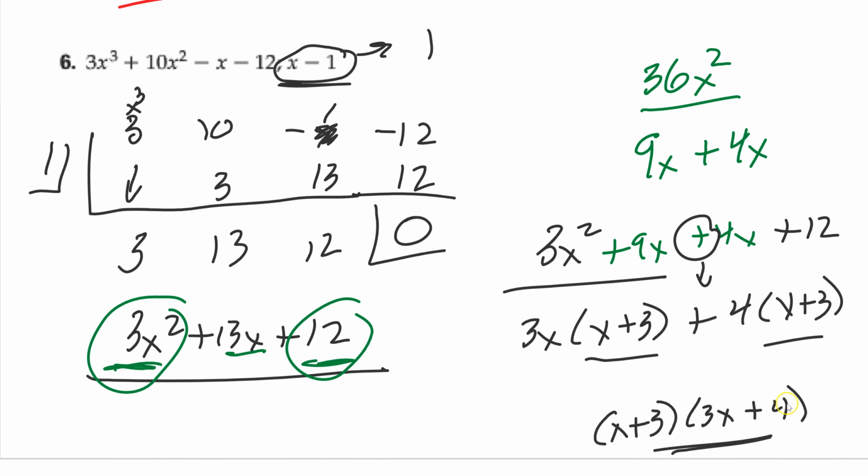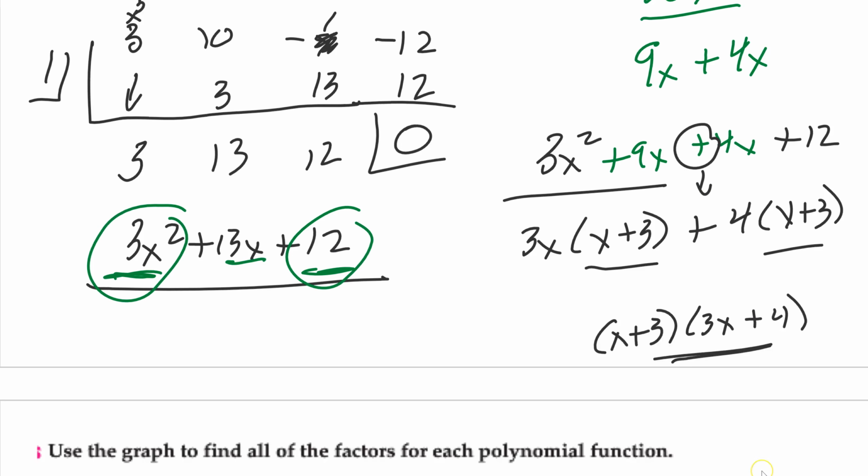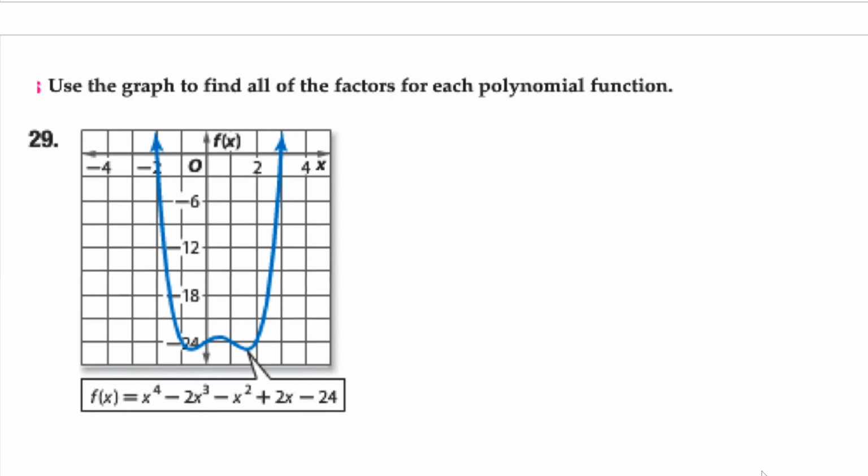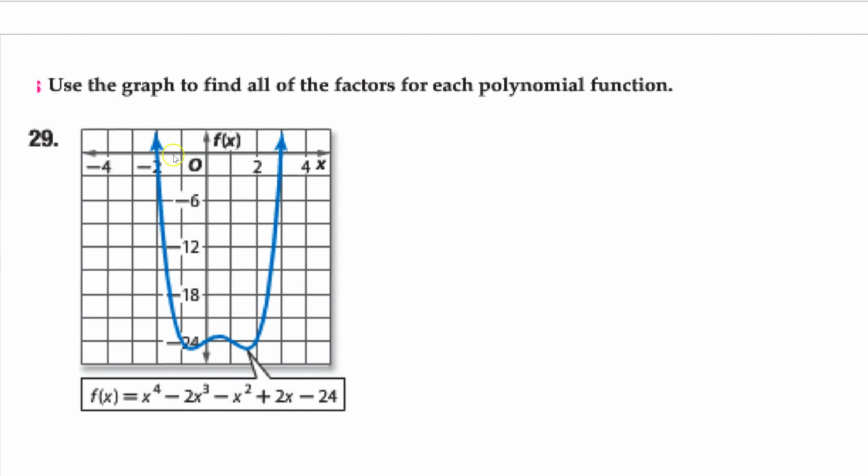There we go. So next, let's talk about what that means on the graph. So look at this one. They want us to use the graph to figure out all the remaining factors. So how does this work? Well, first of all, let's talk about how many factors there should be. There should be 4 factors, right? It's x to the 4th, so there should be 4 factors.